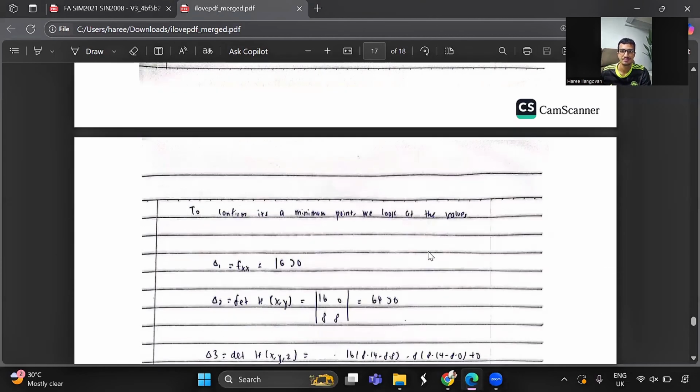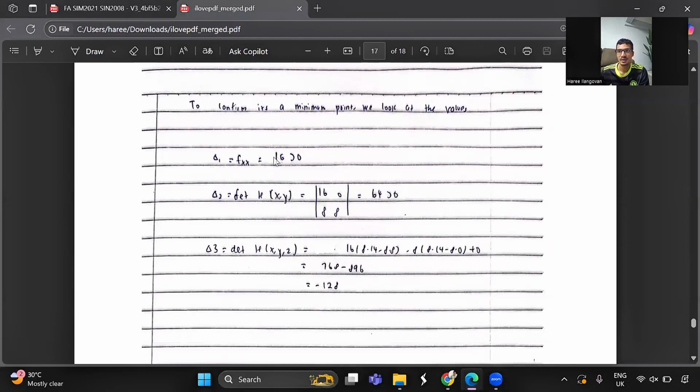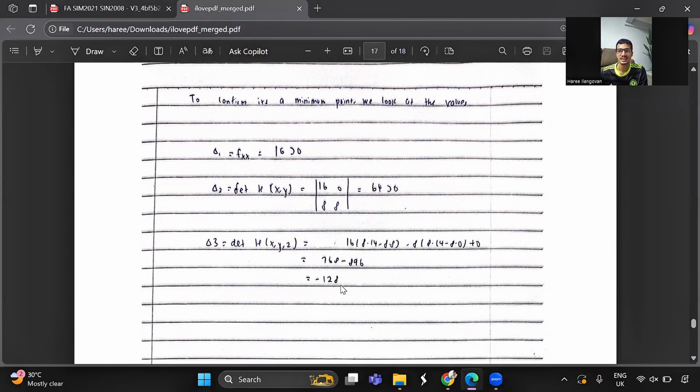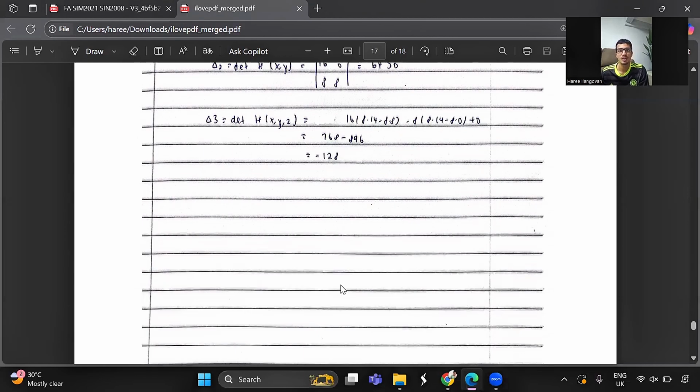So to confirm whether it's a minimum point, I used the Hessian matrix test. So I got the first order to be 16, more than 0. Second order, which is the 2 by 2 Hessian matrix, still the determinant is more than 0. But for the third degree Hessian matrix, I got the determinant to be negative. So this clearly indicates that this is not a local minimum, but it is in fact a saddle point.